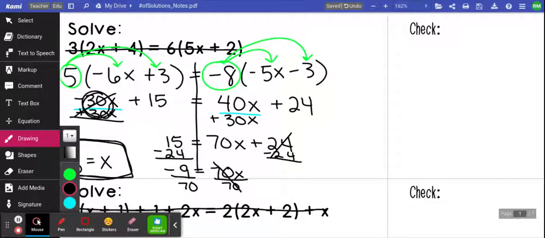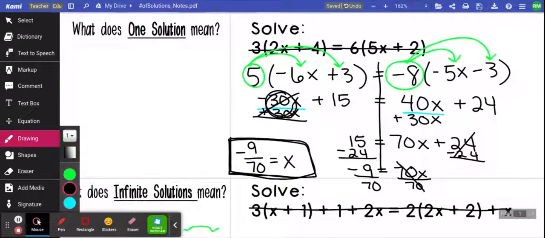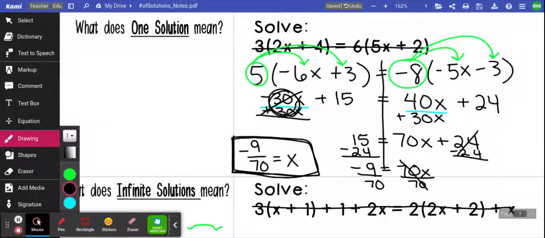Okay. For this sake, we're not going to check. So this problem right here has one solution. And what does that mean? Does anybody have any idea what one solution means? One solution. Only one answer. Yeah, only one answer. What's the answer? Yeah, it's that fraction, -9/70. So one answer.